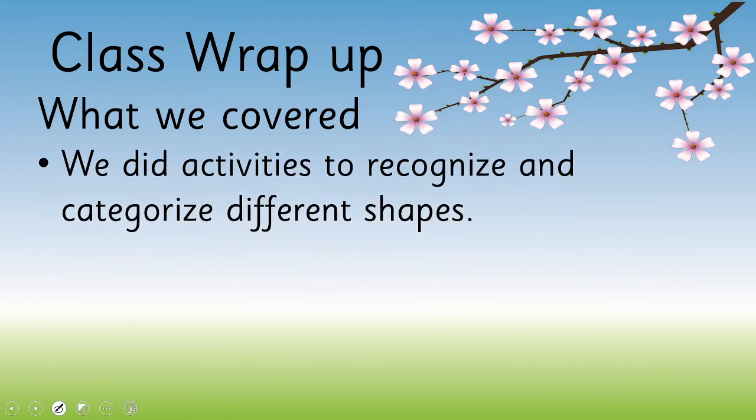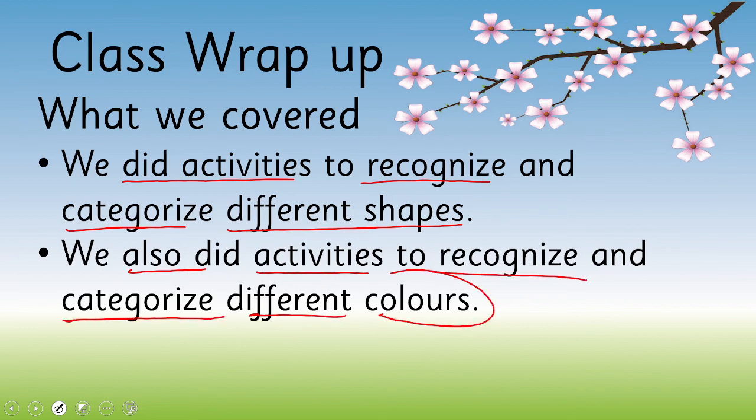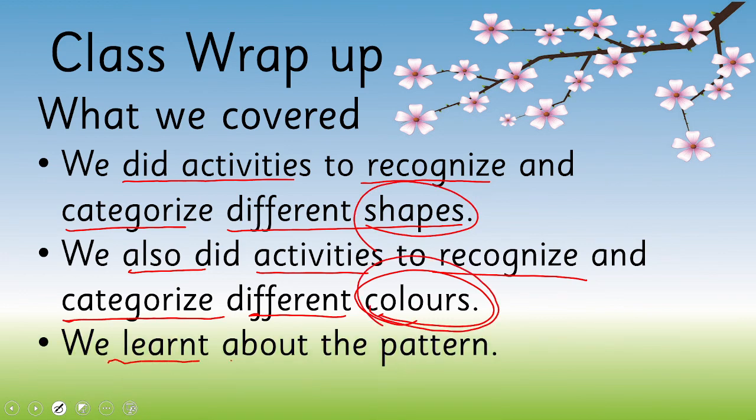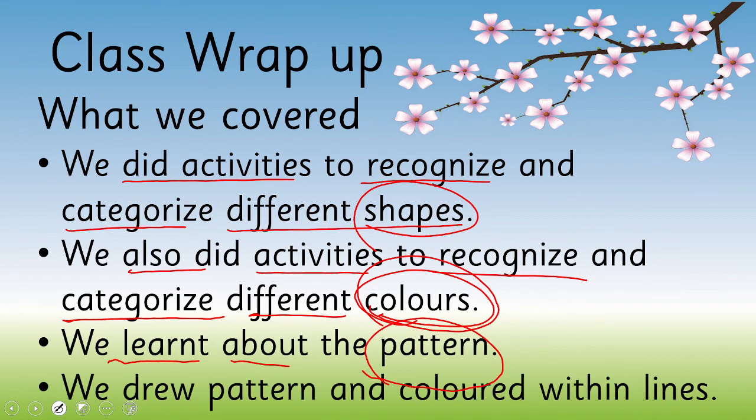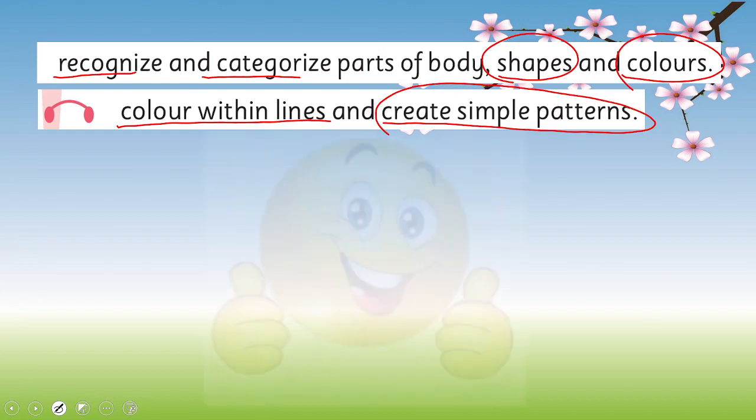That's it. So today we did activities to recognize and categorize different shapes. We also did activities to recognize and categorize different colors. And we learned about pattern. So in this way, we have achieved our today's SLO, that is recognize and categorize shapes and colors and also color within lines and create simple patterns.